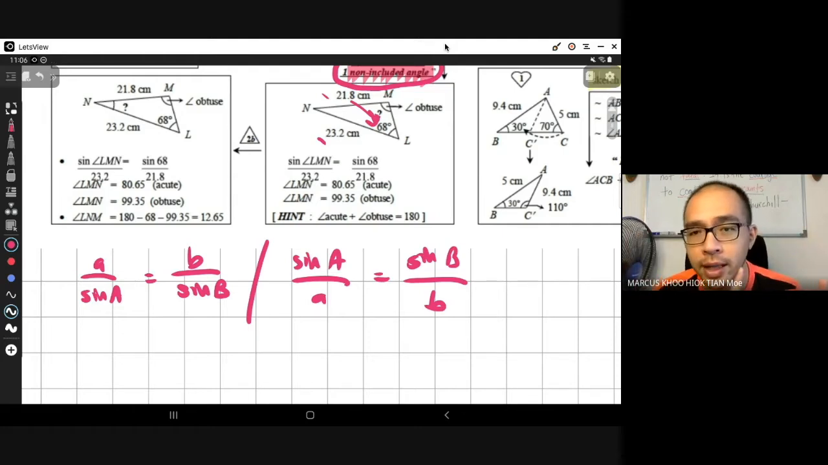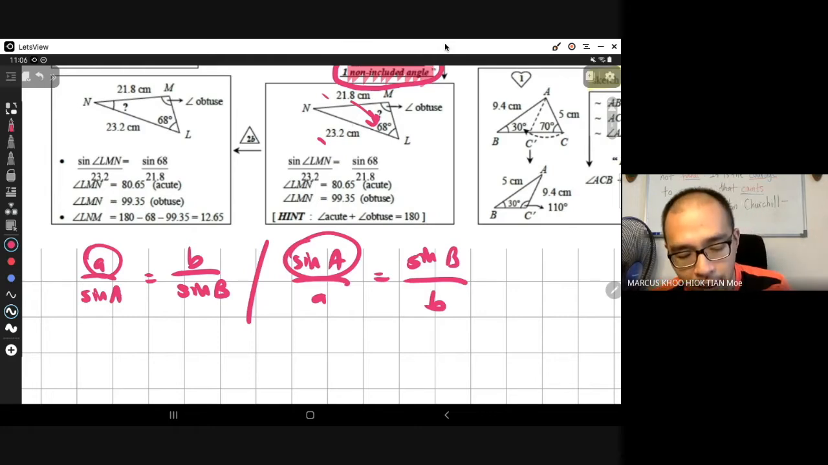If you want to find the length, you put the length on top here. If you want to find the angle, then you put the angle on top here. The most important thing is that the angle and the length must be opposite to one another. That is the important thing.